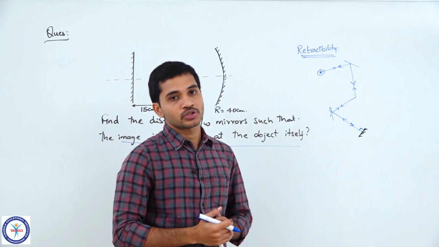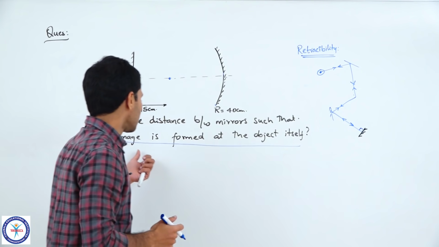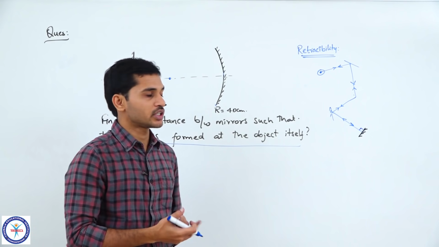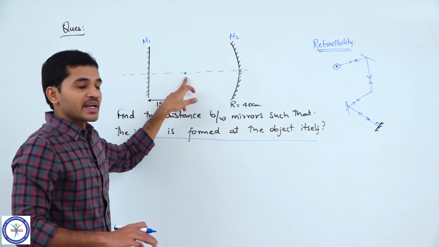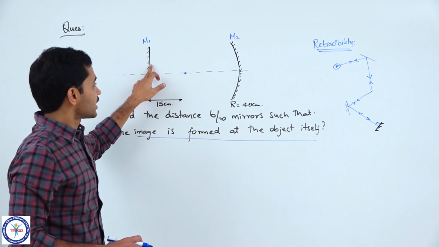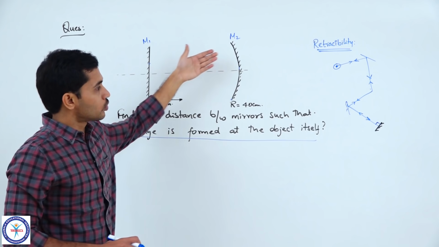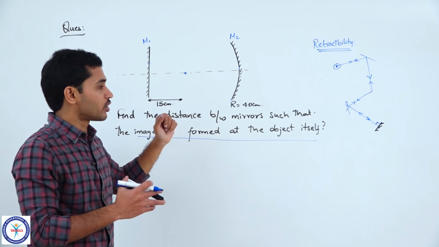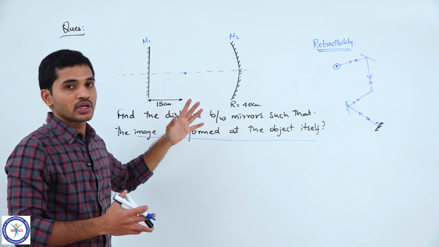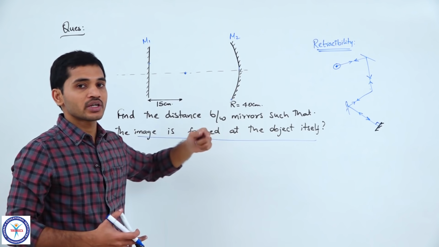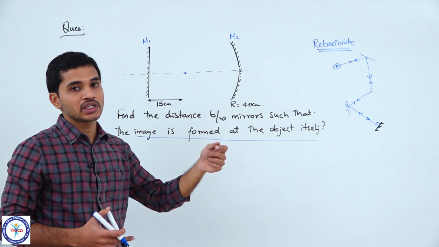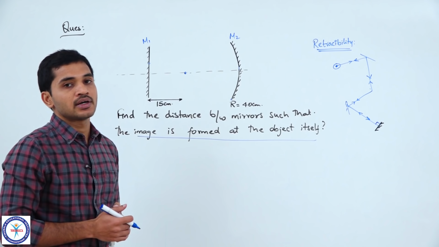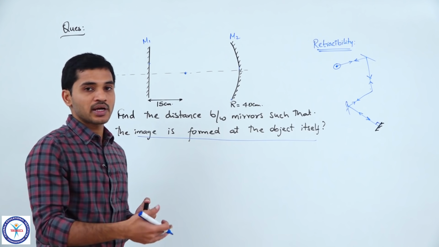So, this is what should come to your mind first whenever you see that image and object are coinciding with each other. This can happen if the light ray which is coming from this object strikes this mirror, goes on to that mirror, and somewhere in between, wherever it can happen, we are not sure about it, it just strikes the mirror perpendicularly and then returns back. In such a scenario we can say that the light ray retraces its path.